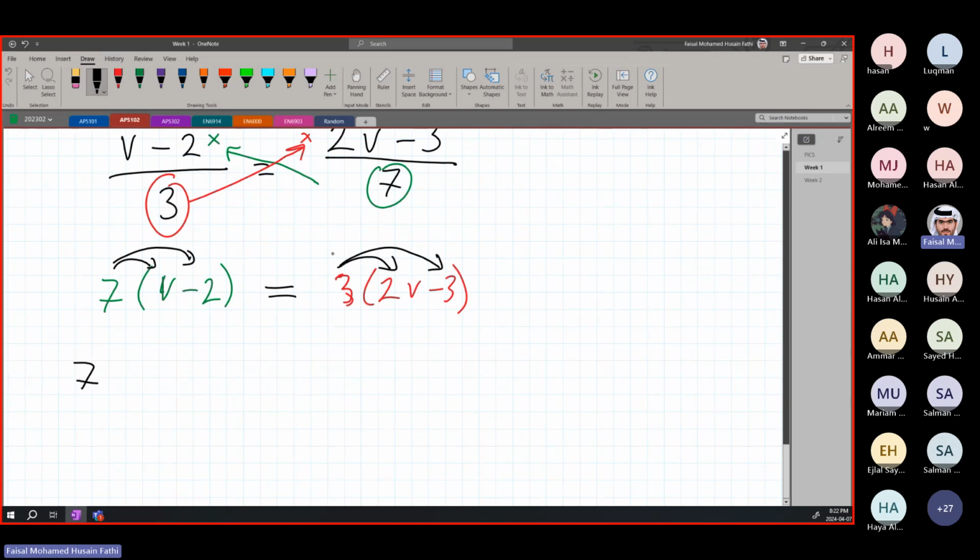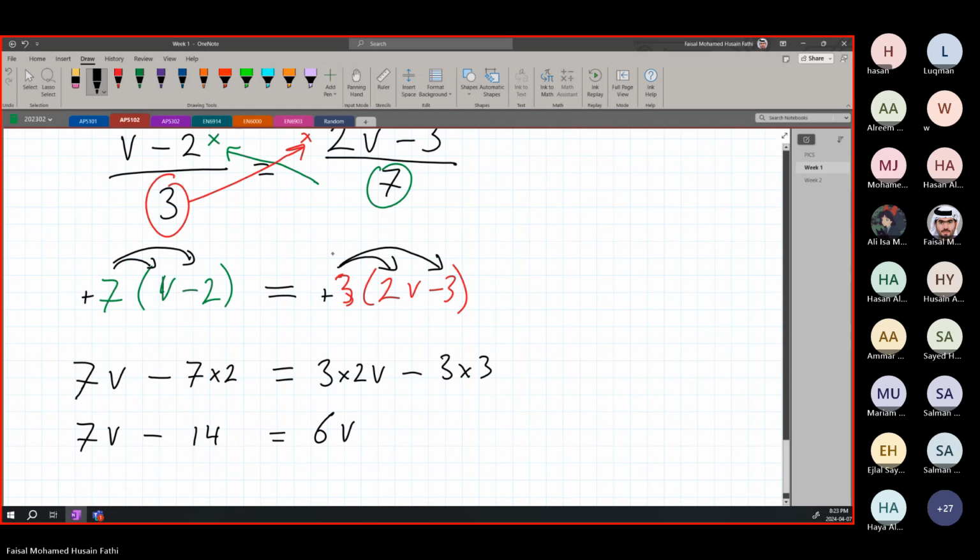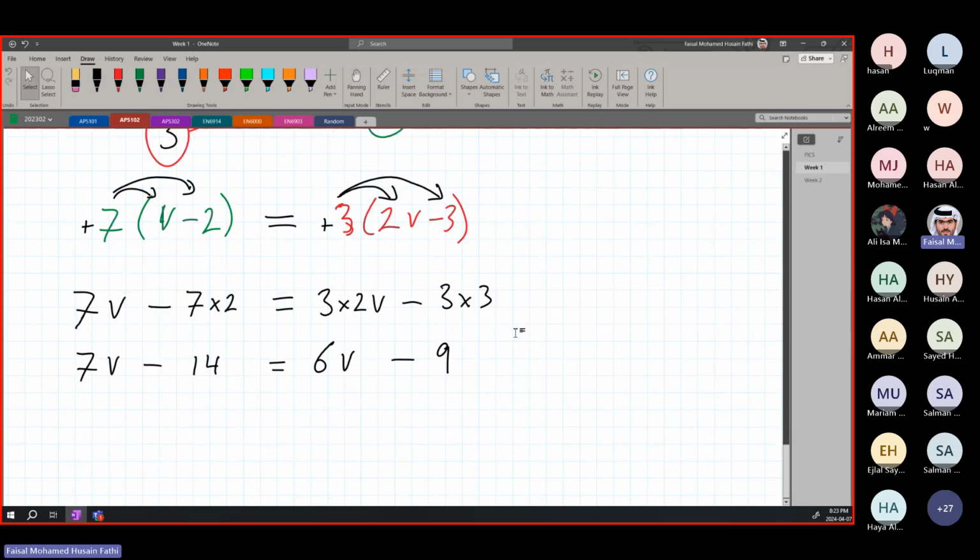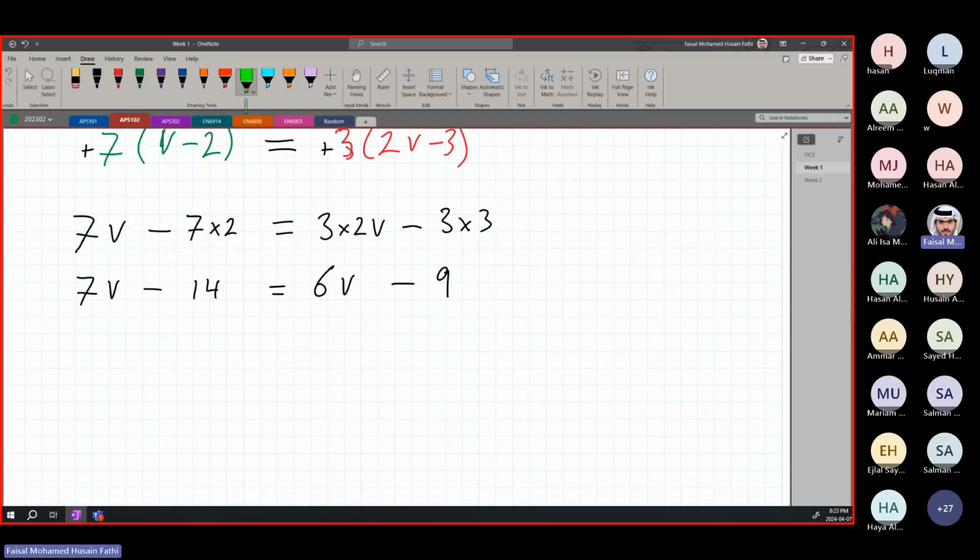So it's going to be 7 times v, which is just 7v. This is plus, this is minus. This will become minus 7 times 2. All right. Which is equal to 3 times 2v plus, this is minus, this will become minus 3 times 3. If we simplify this, this is 7v minus 14 is equal to 3 times 2 is 6v minus 9. Again, same exact concept as earlier.